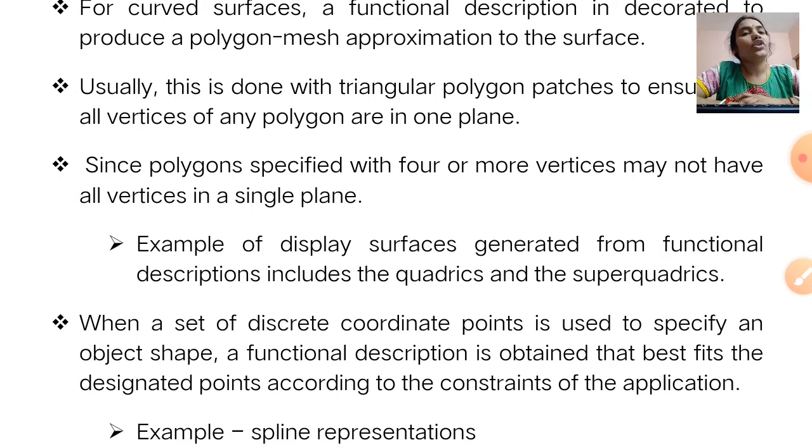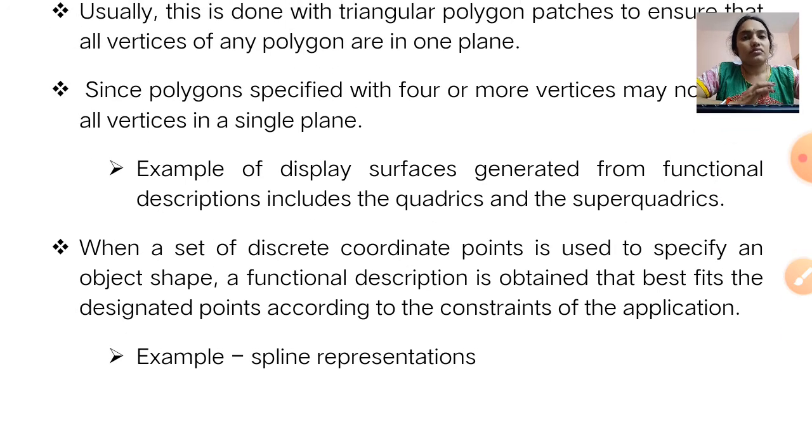When a set of discrete coordinate points is used to specify an object shape, a functional description is obtained that fits the design points according to the constraints of the application. For example, spline representation. The spline representation concept we will discuss later in detail.